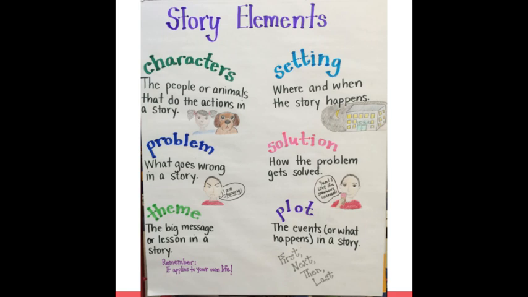And then we look at the overall theme. And the theme is just the message or the lesson that the author wants you to leave the story with. And he wants you to be able to apply it to your own life. So maybe it's love, maybe it's friendship, maybe it's to always be honest. But the author normally leaves you with some kind of lesson.